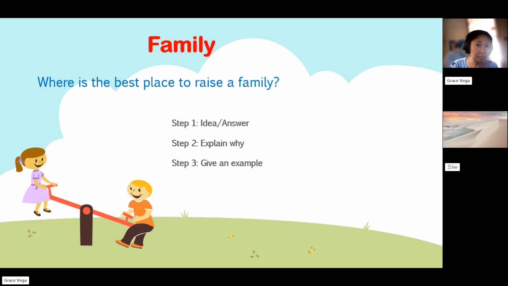Do you think the family would like living there? Yeah, they don't need to buy a house. They can live there day by day. Okay, that's good because you explained why. Now, can you give me an example? Like if you see it in a movie or you just imagined it, can you give me an example?